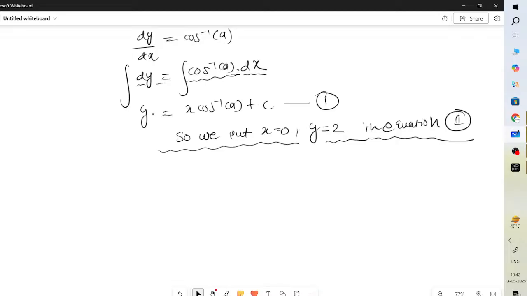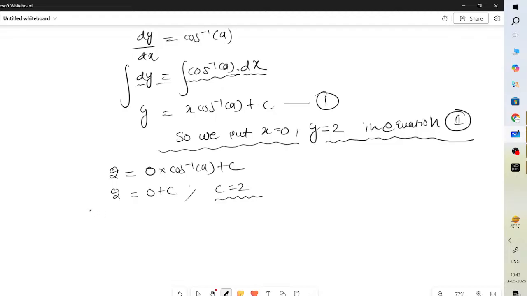Putting x equals 0, y equals 2 in equation 1, what do we get? Can anyone predict the next step? In the place of y we write 2, in the place of x we write 0 into cos inverse a plus c, and we know that 0 multiplied by anything is 0. So this becomes 2 equals 0 plus c, therefore c equals 2.